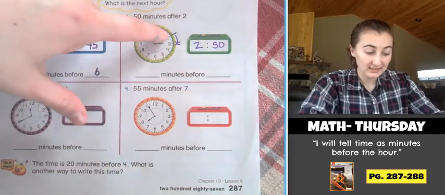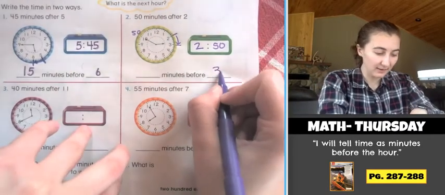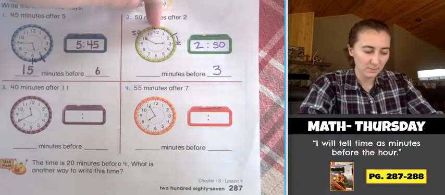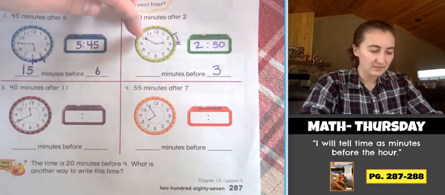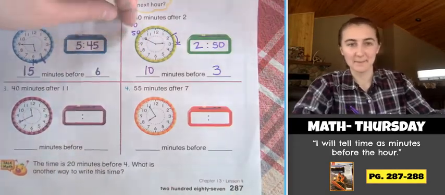Well, my next hour is 3. That's my next number in line. But how many minutes before 3? Let's count back. 5, 10. It's 10 minutes before 3.